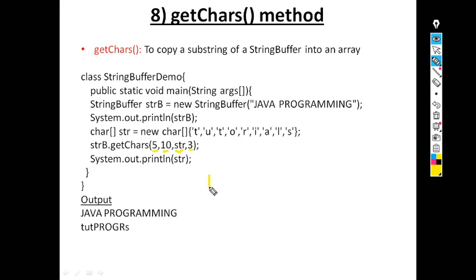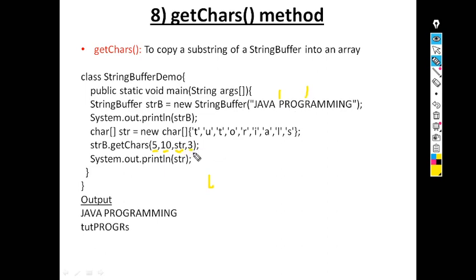So your target array is having the characters TUTORIALS, and I want to take a part of the string. The string buffer is containing Java programming, this much, and I want to take the 5th to 9th position. What is 5th? 0 1 2 3 4, this is the 5th position. Okay, 5th, 6th, 7th, 8th, 9, this much substring I will be taking, and I want to make the change in this character array.